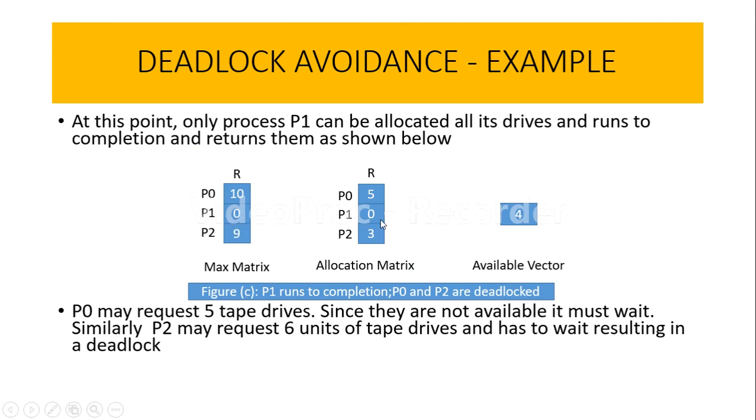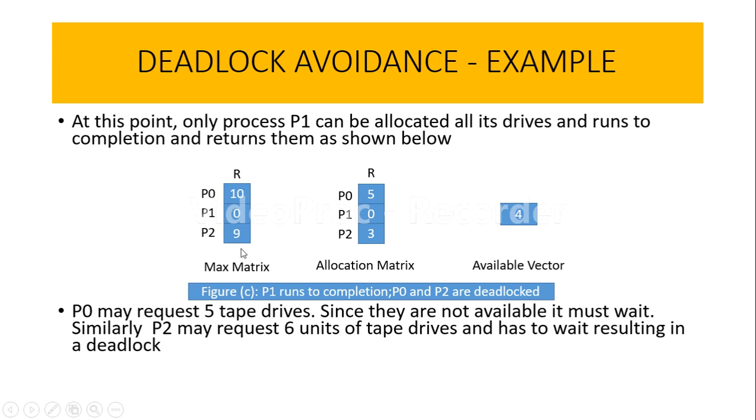P1 has finished its execution, that's why it has released all the resources it was holding. So availability has increased to 4. Okay, now if you see in this diagram that process P0 has 5 instances, it requires 5 more because the maximum requirement is 10. So it is impossible because availability is 4.